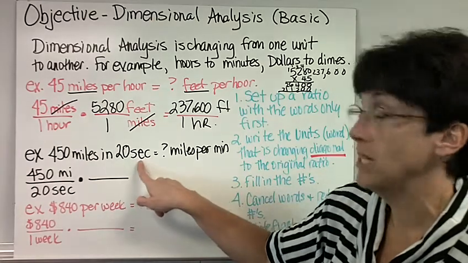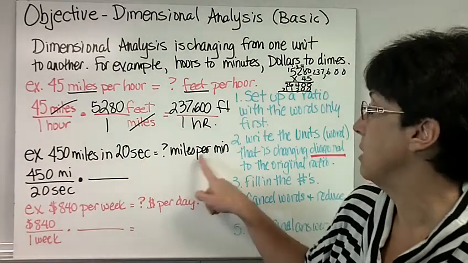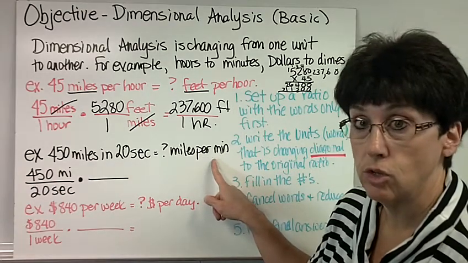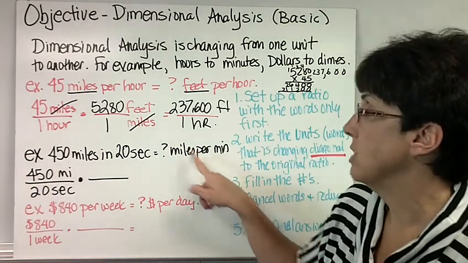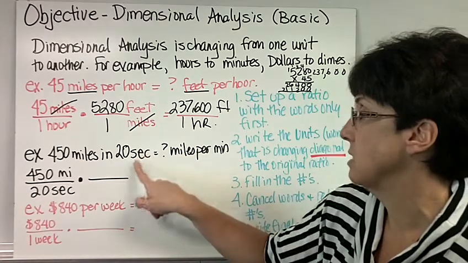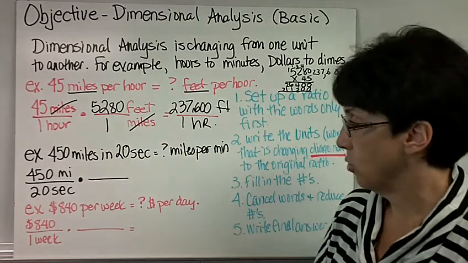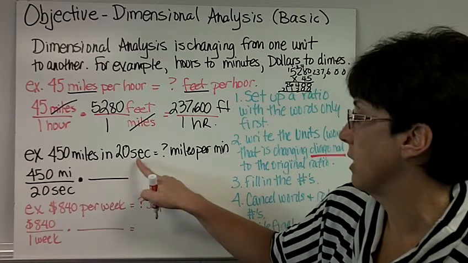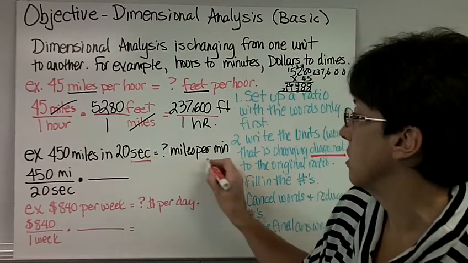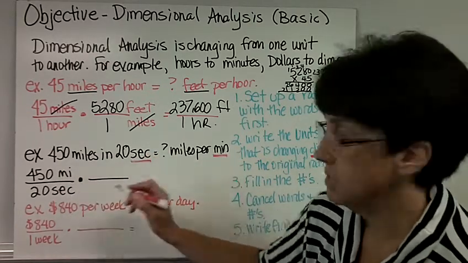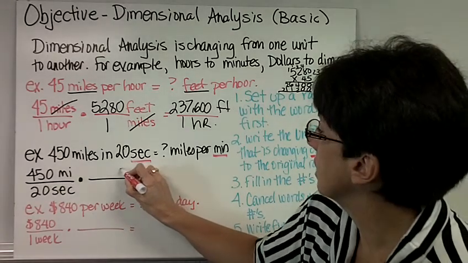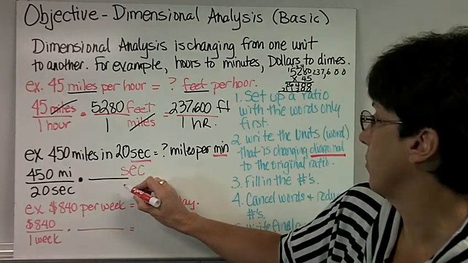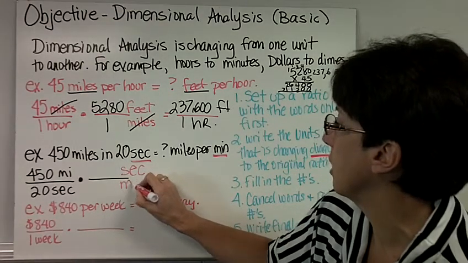450 miles in 20 seconds equals how many miles per minute, per 1 minute? If it doesn't say a unit, remember it's always 1. So this time I'm not changing the miles, this time I'm changing the time. So when I set it up, since miles isn't going to change, I don't care about that, I'm changing from seconds to minutes. Since seconds is in the denominator, I write seconds up here, and I want to change it to minutes, so that's my other word.